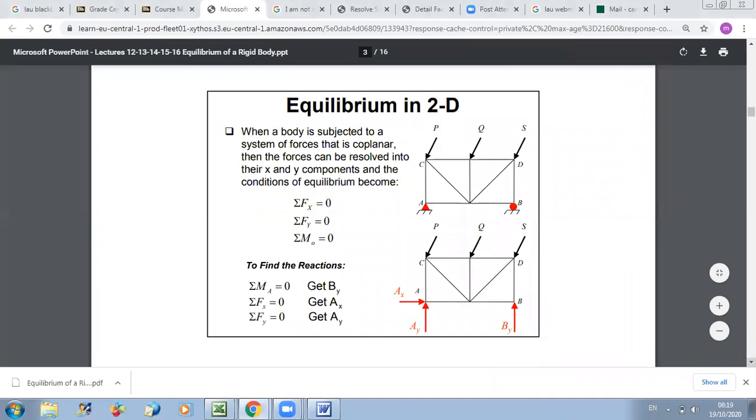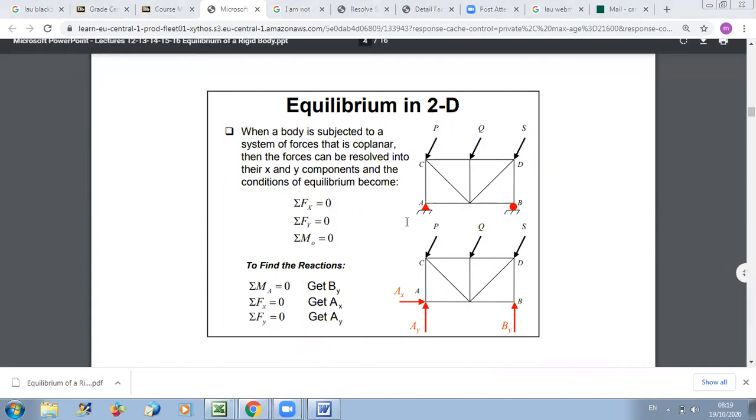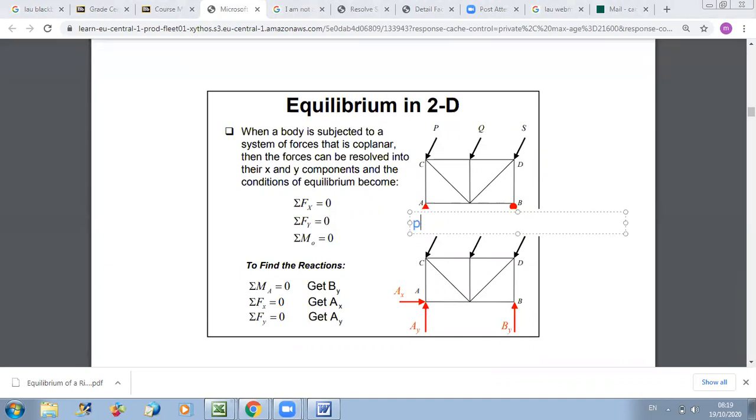Now we will see examples on equilibrium in 2 dimensions. If you have the following body, for example, with several forces acting on it, you can see this symbol, a triangle. If you remember, this is the symbol for a pin. So it's called pin or hinge, and the pin will allow only rotation. So it will develop forces in X and Y directions.